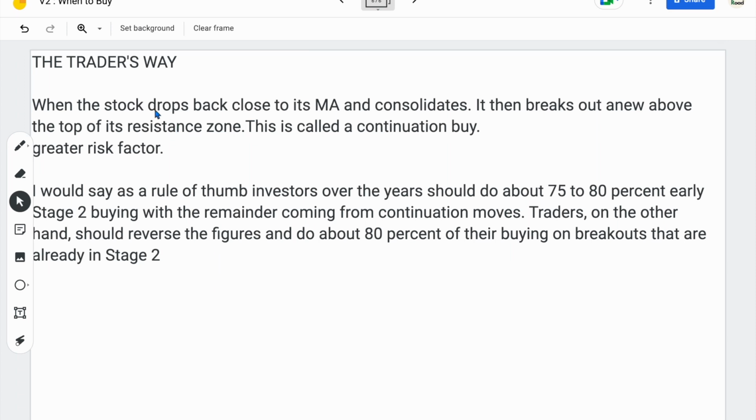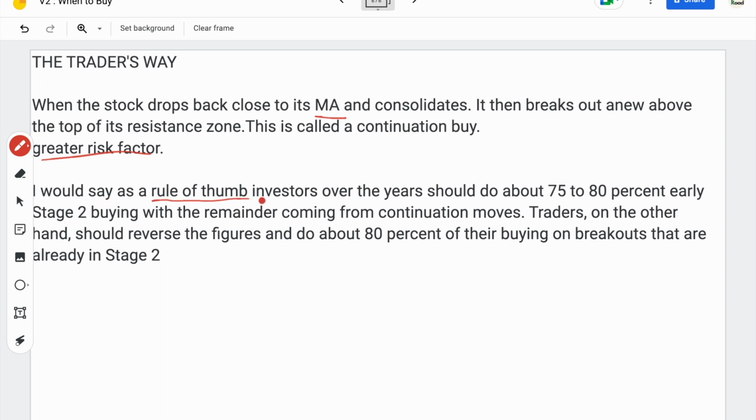Now see, the trader's way. What he's saying is when the stock drops back close to its moving average and consolidates, it then breaks out above the top of its resistance zone. This is called a continuation buy. Okay. Forget about the moving average, as I'll explain it in depth later. What he's saying is that the risk factor here is a little greater, and I'll explain what he exactly means by that. Then what he says is a rule of thumb.